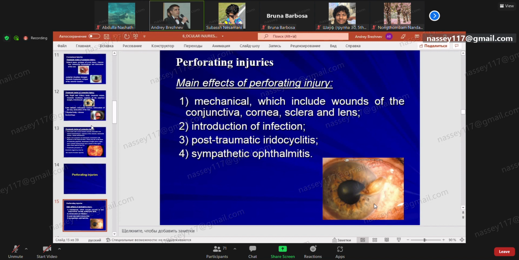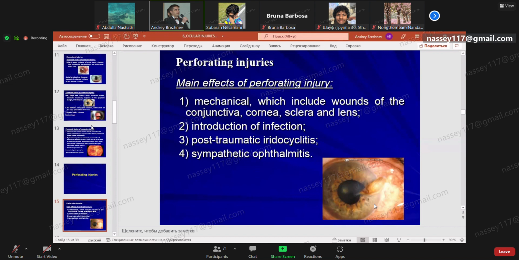The main effects of perforative injuries are mechanical, which include wounds of the conjunctiva, wounds of the cornea, complicated and uncomplicated, which are associated with prolapse of inner structures, usually iris, sometimes lens, and even vitreous. Then there is damage of the sclera and of the crystalline lens. Then such an open wound is a gate for the introduction of infection.